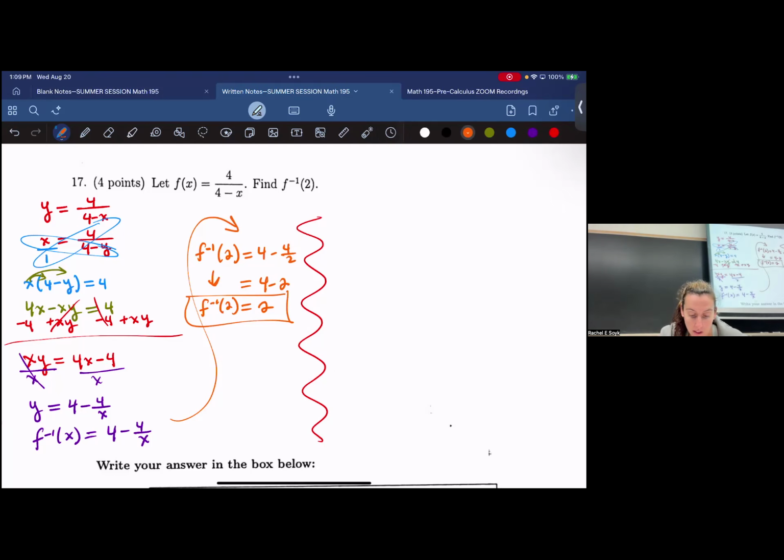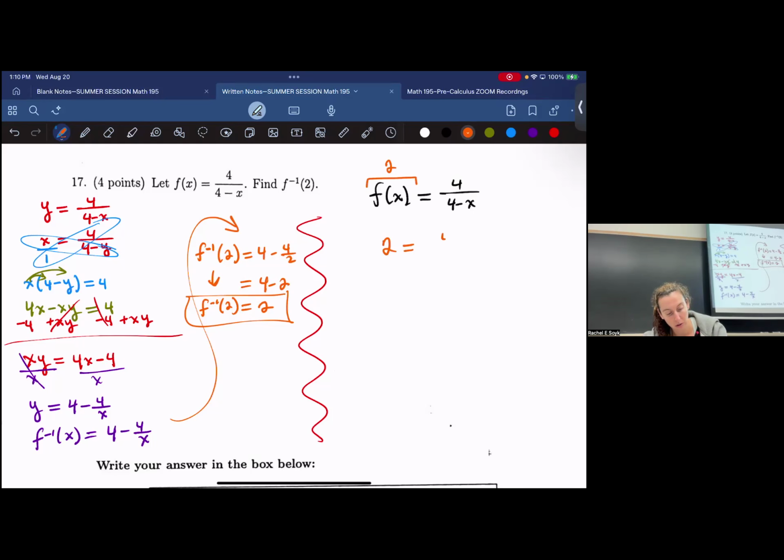Another way you could solve it is, what's the definition of inverse? Your x and y values are switched. So if you're evaluating it at x equals 2, and this is your inverse function, what you can also do is set this to be your y value in your original function. So if we have f of x is equal to 4 over 4 minus x, we're going to plug in 2 for our y value and solve for x, and that would also be your answer.